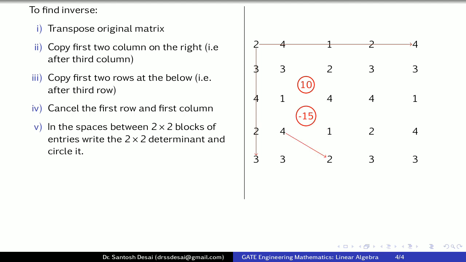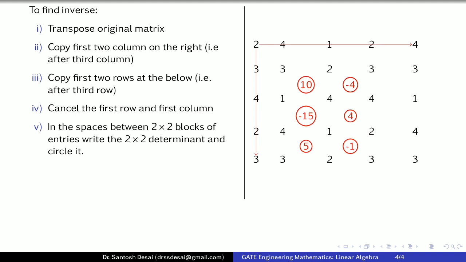Then 4 into 2, that is 8, minus 3 into 1, that is 3. So 8 minus 3 is 5. Similarly, for the next 2 by 2 blocks, again we consider 2 into 4 minus 4 into 3. So we get 8 minus 12, that is equal to minus 4. Then 4 into 2, 8, 8 minus 4, that is equal to 4. 1 into 3, that is 3, minus 2 into 2. So we get 3 minus 4, that is minus 1.